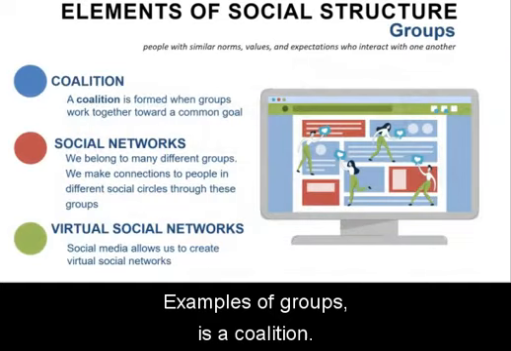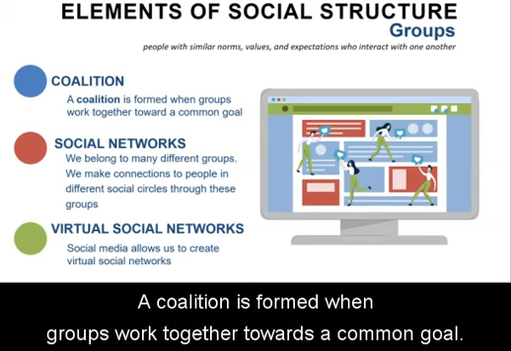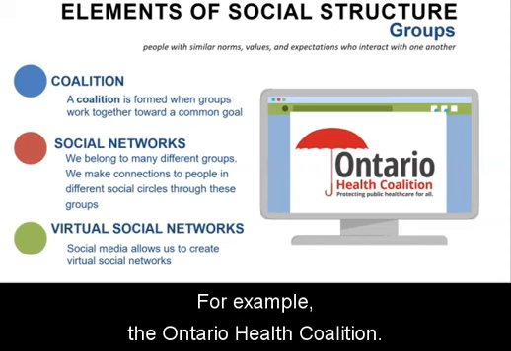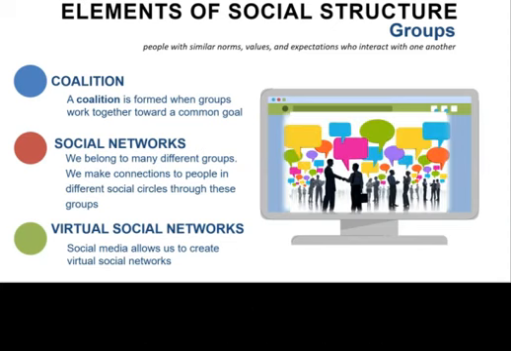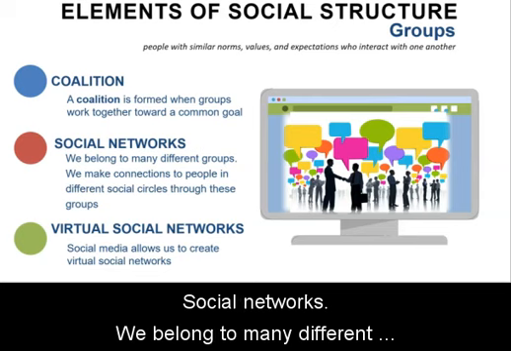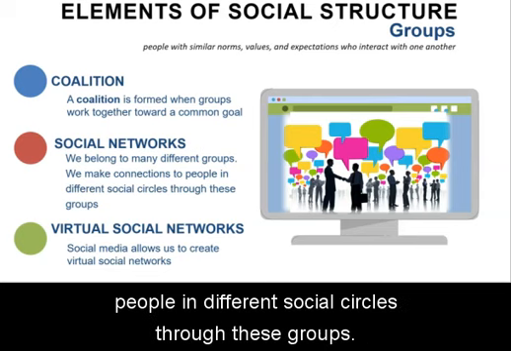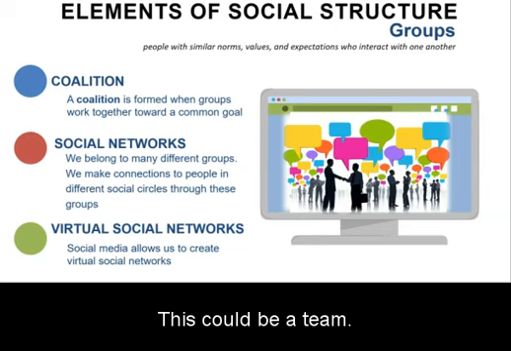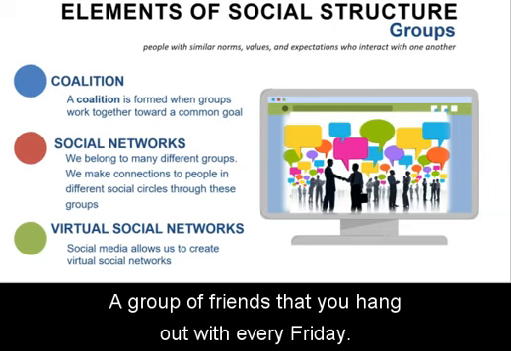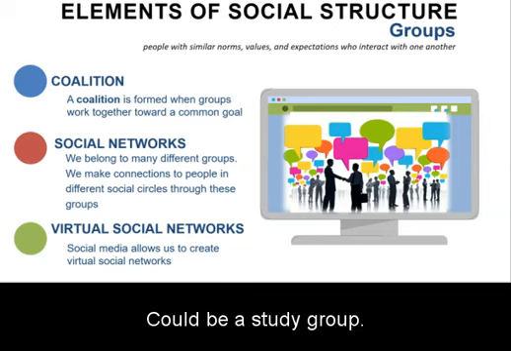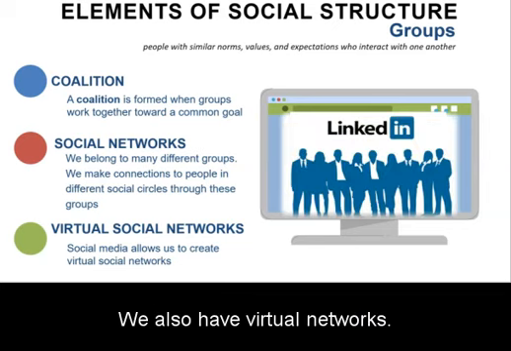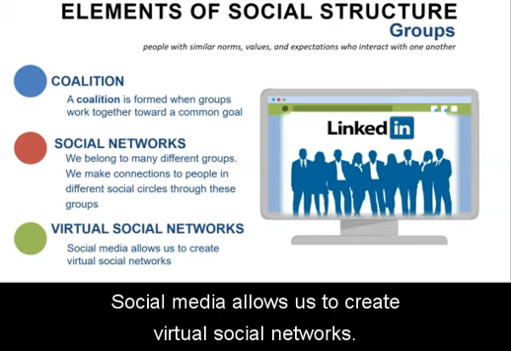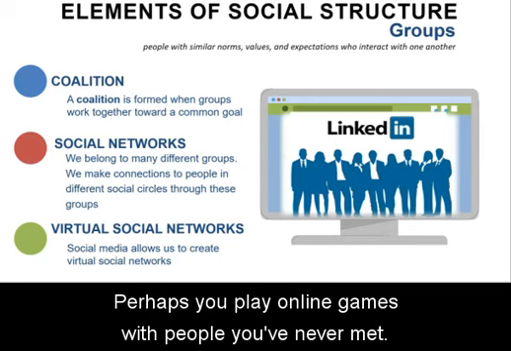So examples of groups is a coalition. A coalition is formed when groups work together towards a common goal. For example, the Ontario Health Coalition. Social networks, we belong to many different groups. We make connections to people in different social circles through these groups. This could be a team. It could be a group of friends that you hang out with every Friday. It could be a study group. We also have virtual networks. Social media allows us to create virtual social networks. Perhaps you play online games with people you've never met.